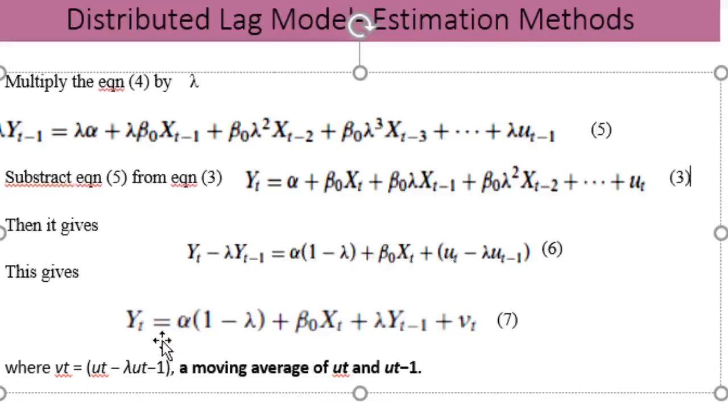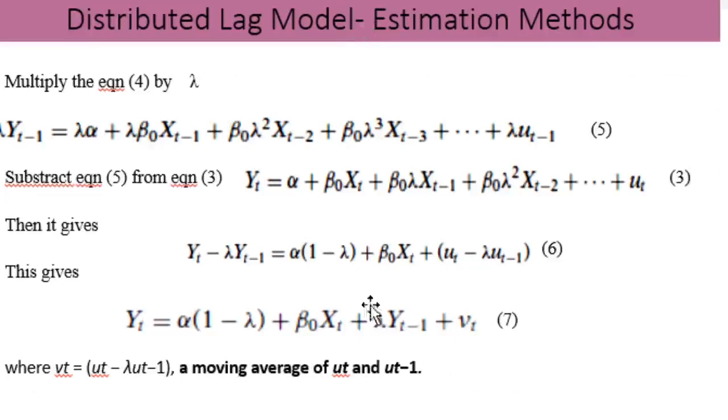Then this can be written as yt equal to alpha plus lambda yt minus 1 plus beta 0 xt plus vt, taking the lambda yt minus 1 to this side, where vt is the moving average of the other term ut minus 1. Here in this equation, we have only 3 parameters, alpha, beta 0 and lambda, and it is highly linear.